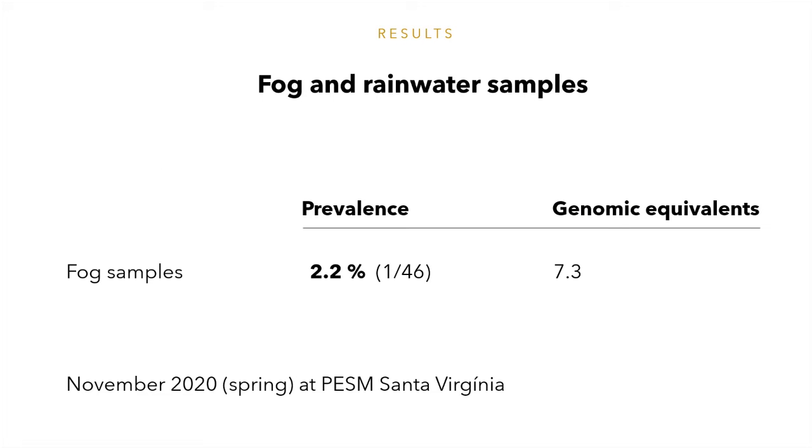About the results. Out of the 46 fog samples, the results showed a prevalence of 2.2% with 7.3 zoospore genomic equivalents. The BD positive sample was collected in November 2020 in the rainy season at the Parque Estadual da Serra do Mar, Núcleo Santa Virgínia, along the outer edge of a nebular forest patch.